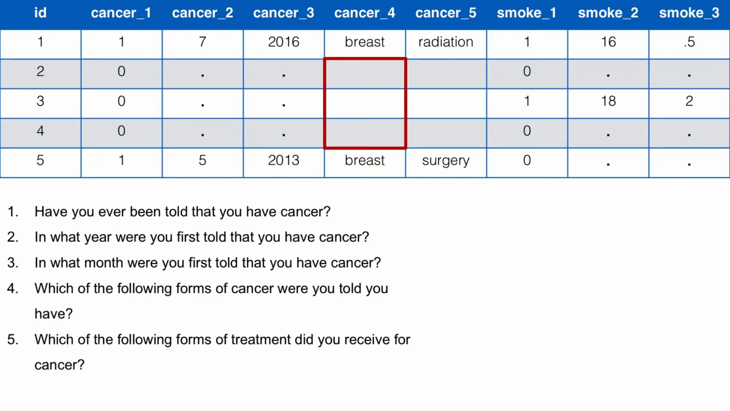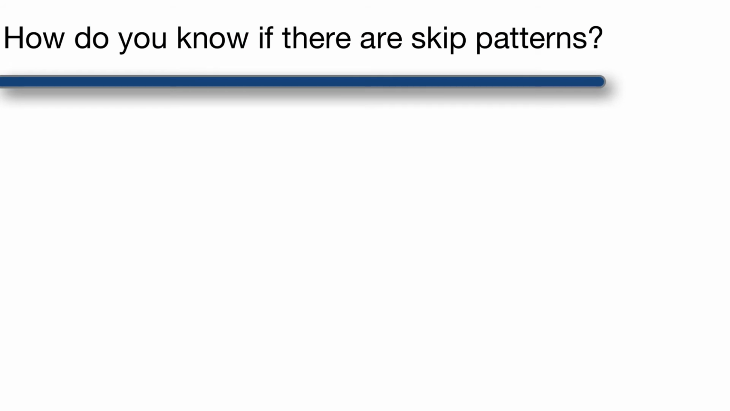So again, when there's a skip pattern, you must always consider your question and the context, and then determine if you need to account for that skip pattern in your analysis. So how do you know if there's a skip pattern in the first place? Well, if it's your survey, you should just know. And you should communicate that information in a code book or data dictionary. If you're doing a secondary analysis of data, you should familiarize yourself with the corresponding codebook or data dictionary. A good codebook will explicitly alert you to any skip patterns.